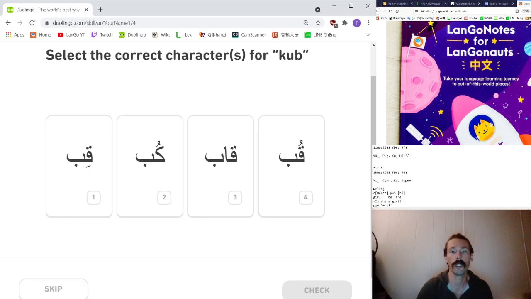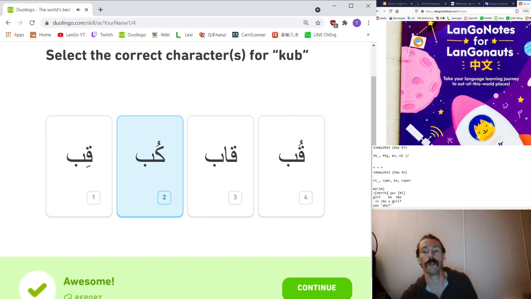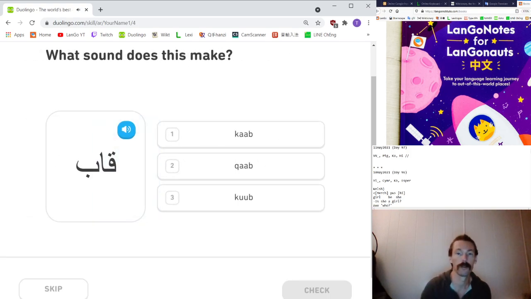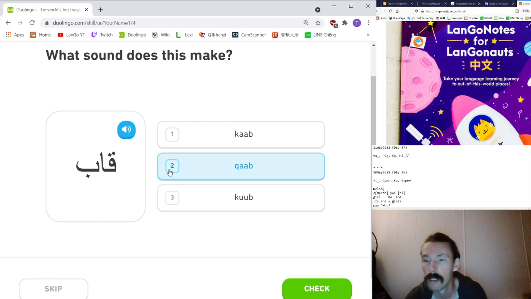Kub, with a K, initial K. The only one. A nice high sound. Cob. Not cab. Cob. They're both long ah sounds with different shades of A.